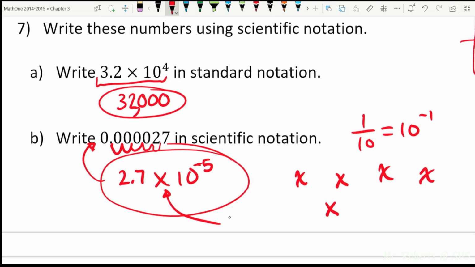But this is just like multiplication. So this is 2.7 times 10 to the -5th. That's the notation we expect to see when we're using scientific notation. All right, let's move on to our third page.